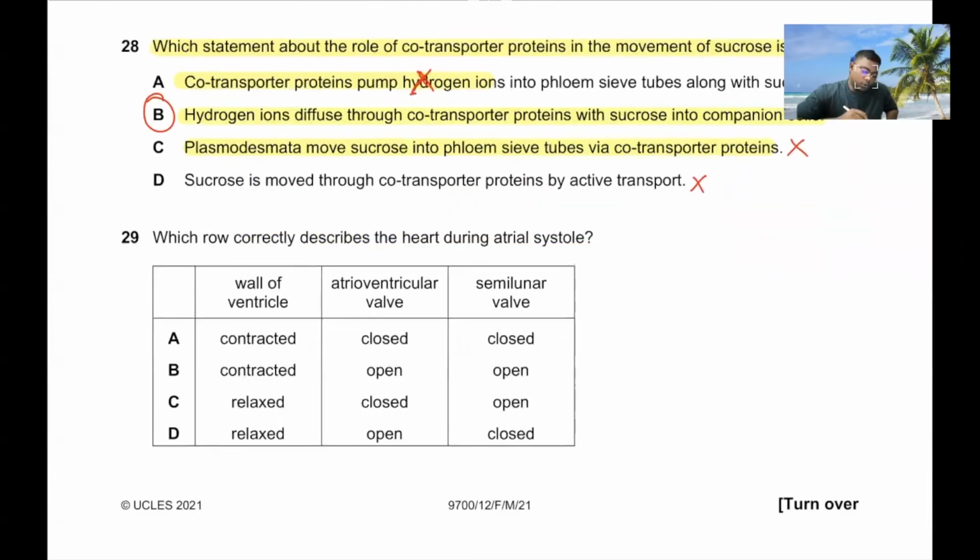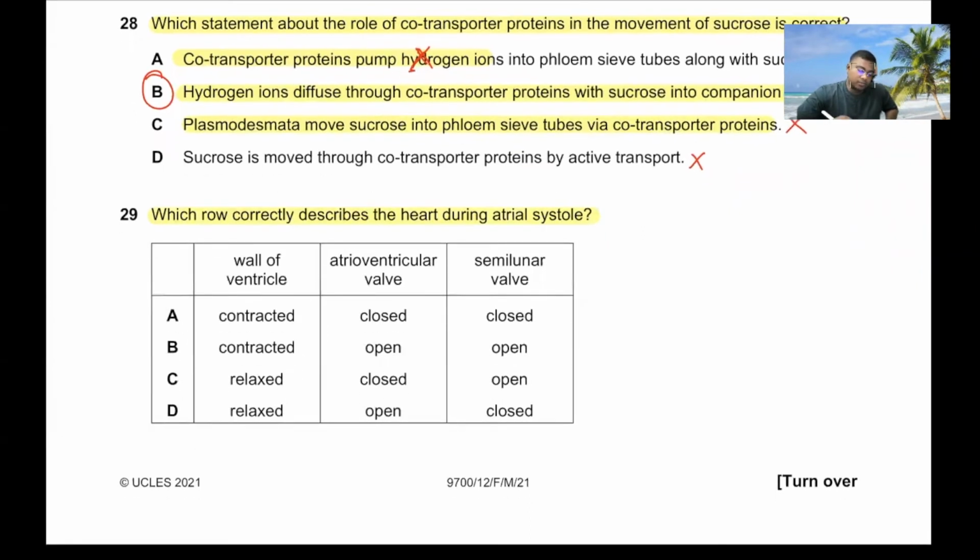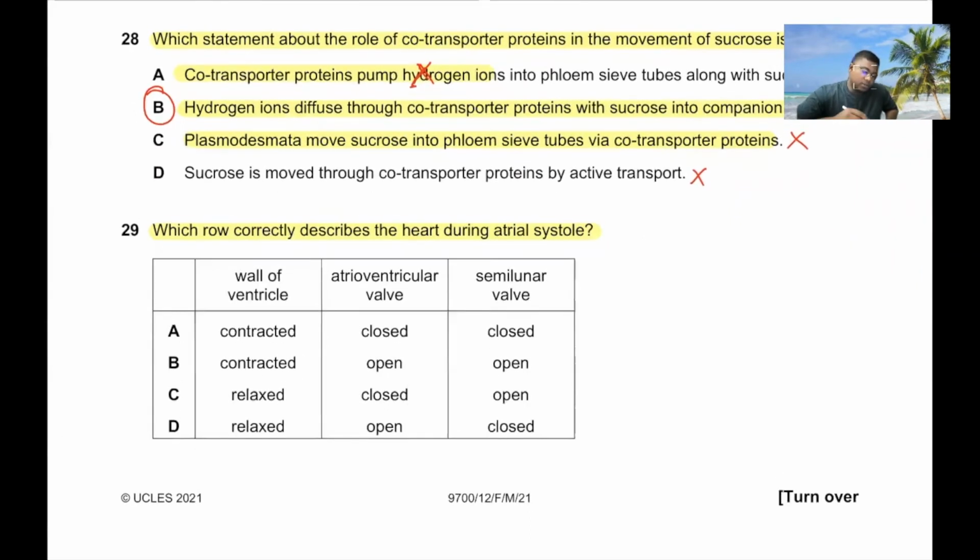28. Which row correctly describes the heart during atrial systole? During atrial systole, the walls of the ventricle must be relaxed. All right, if it were to be contracted, then atrial systole does not have enough power to push the blood into the ventricle, definitely. Atrioventricular valve must be open and semilunar valve must be closed. So option number D is the correct answer.